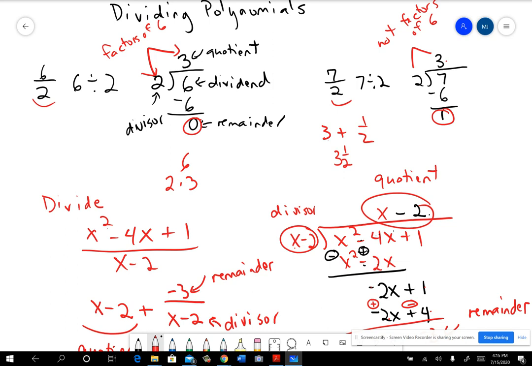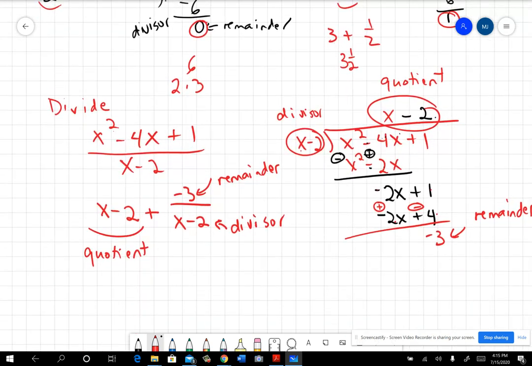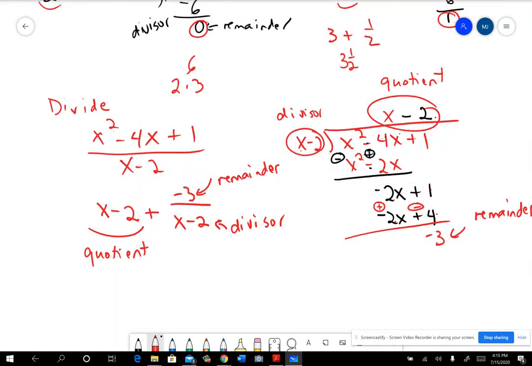So when I'm dividing polynomials, a lot of times I think of it that way, that I'm trying to write it as a mixed number, okay? And so there's my quotient. I wish I hadn't used this example because they're both x minus 2, but this is the x minus 2 that goes right here. And then plus the remainder over the divisor, okay?